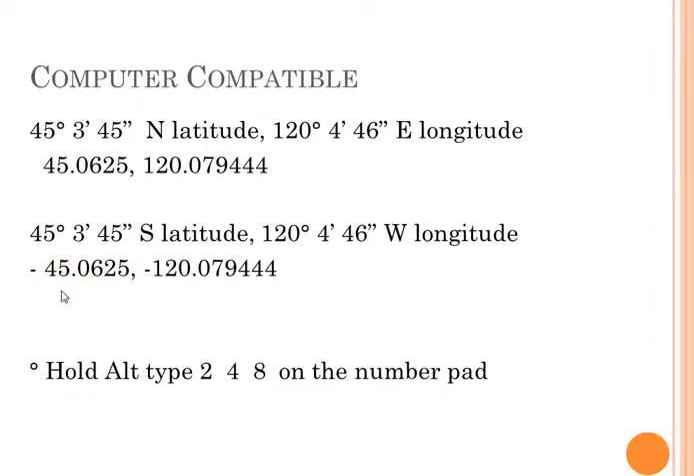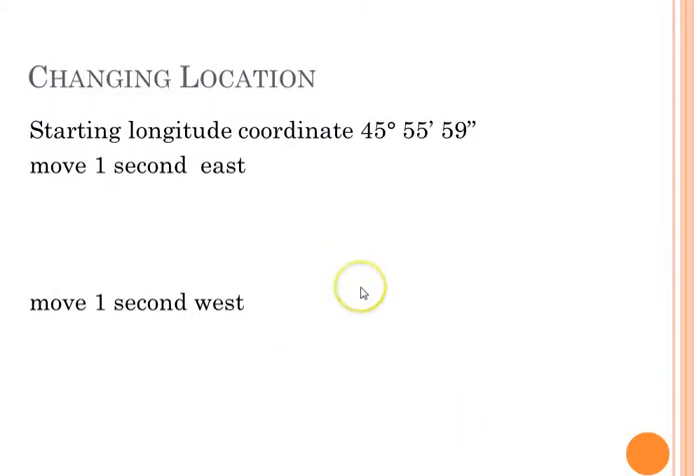And we just talked about how you hold the Alt 248 to get the degree symbol. So I want you to be able to calculate or compute decimal degrees and degrees, minutes, and seconds given any format. And there are lots of computer programs that will do that for you, but we'll talk about some others. So let's look at this location.